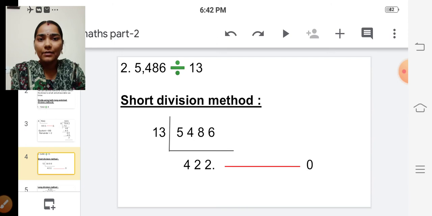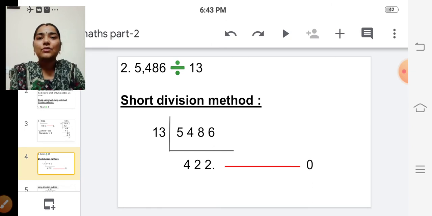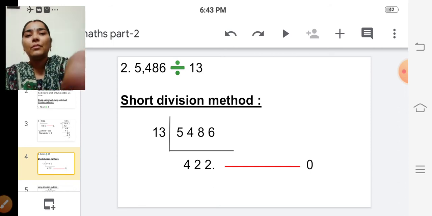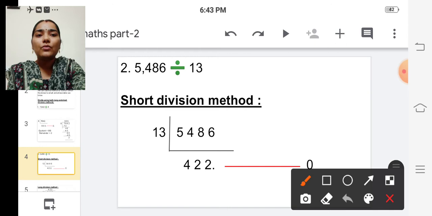5486 divided by 13. So first let's see short division method, then we can do using long division method. Okay, children. So first we use short division method. So this is the format, L shape. We have to write the dividend inside the L shape and divisor outside the L shape, left side corner.